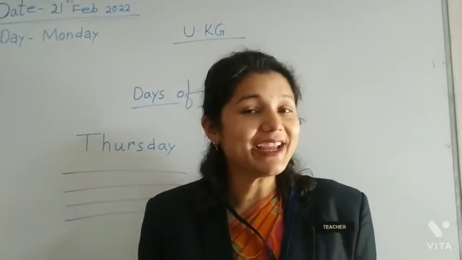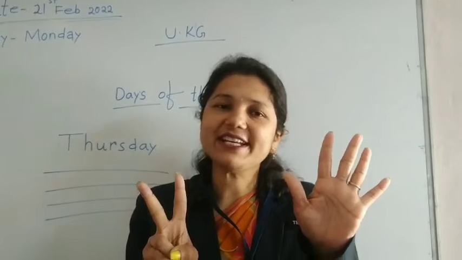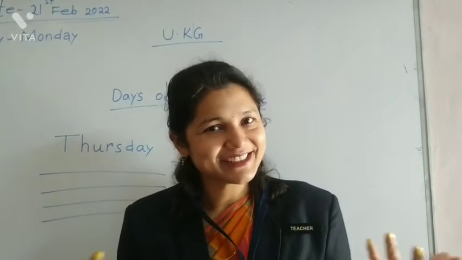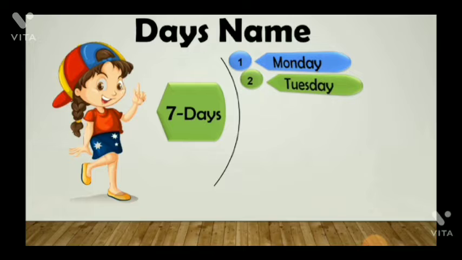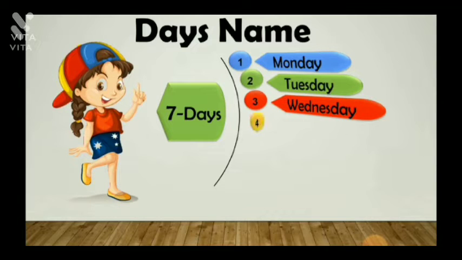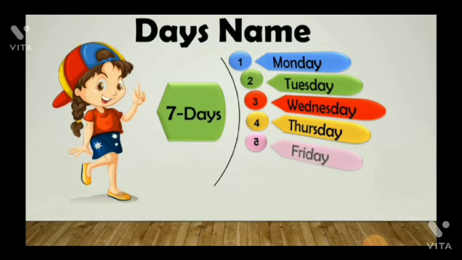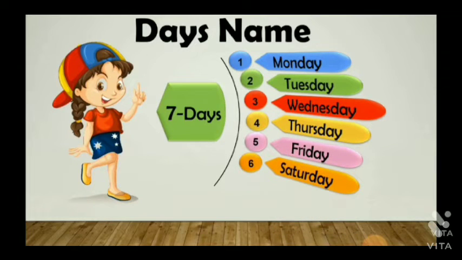Kids, how many days are there in a week? Very good. There are 7 days in a week. Now, let's learn. First day is Monday. Second day is Tuesday. Third day is Wednesday. Fourth day is Thursday. Fifth day is Friday. Sixth day is Saturday. Seventh day is Sunday. Monday, Tuesday, Wednesday, Thursday, Friday, Saturday, Sunday.